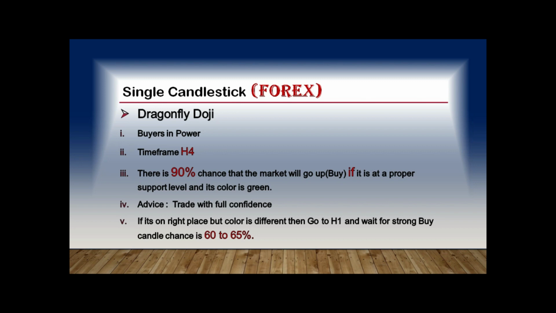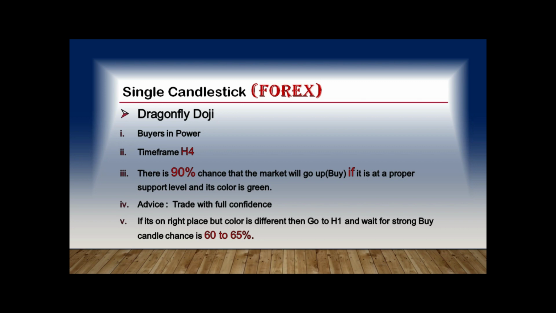About the dragonfly doji, we have discussed it is when buyers are in power, that means sellers are weak here. So you need to buy on any chart where you have found a perfect dragonfly doji at the proper support level with the specific color that is green. If you have seen that, you can trade with full confidence, buy the trade and get the profit. And if there isn't the proper color or proper spot level, you don't need to trade at that place, or if it is at the right spot with the wrong color, you need to wait for the H1 candle. So that was the whole story.